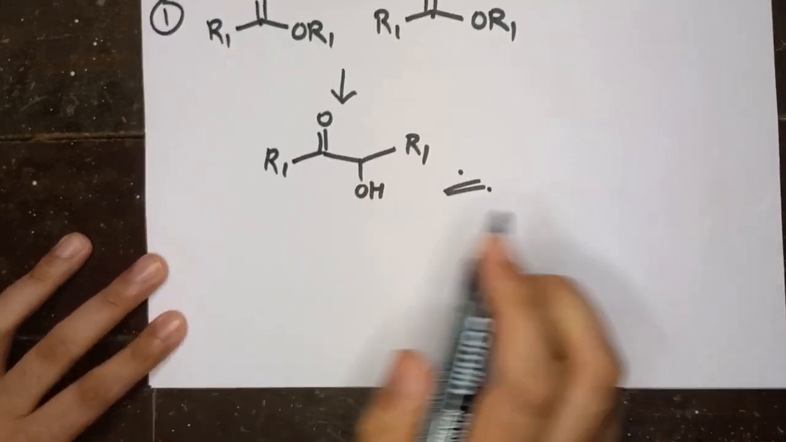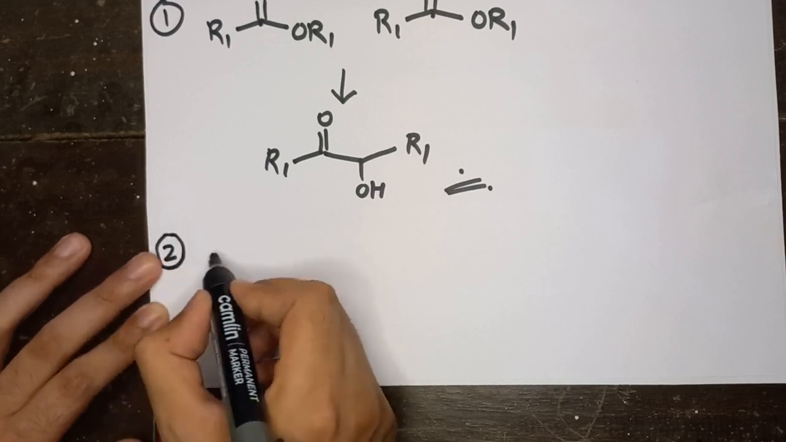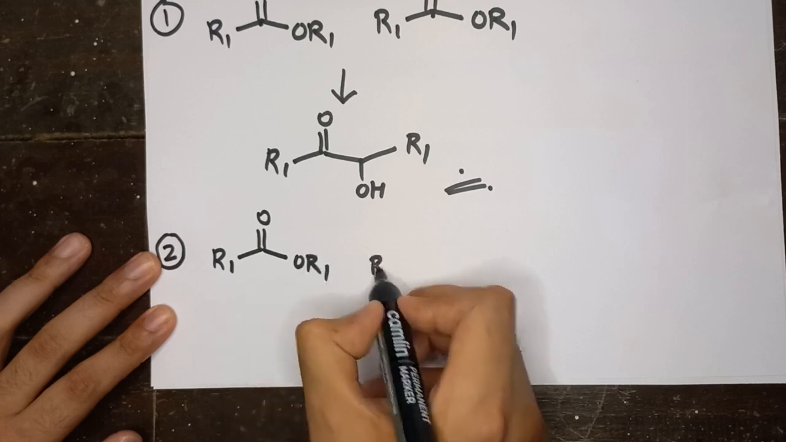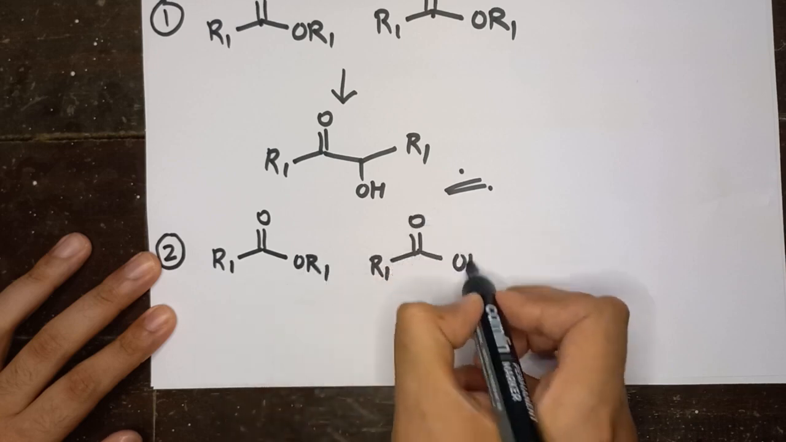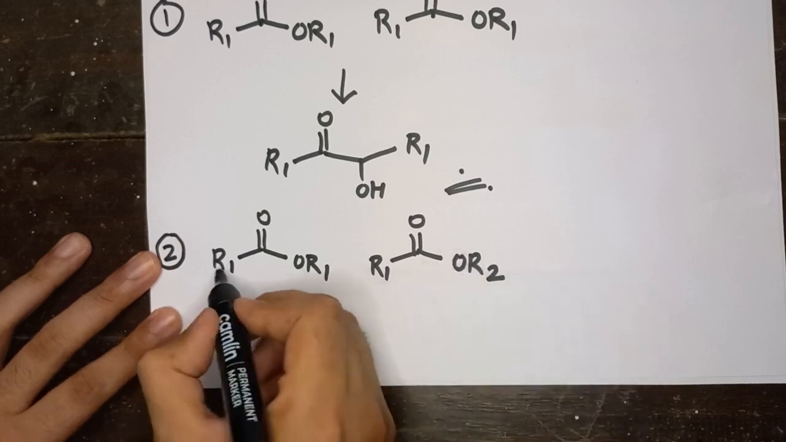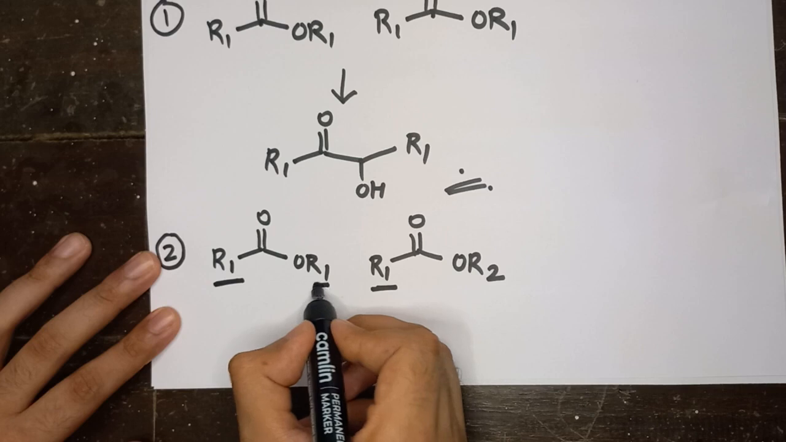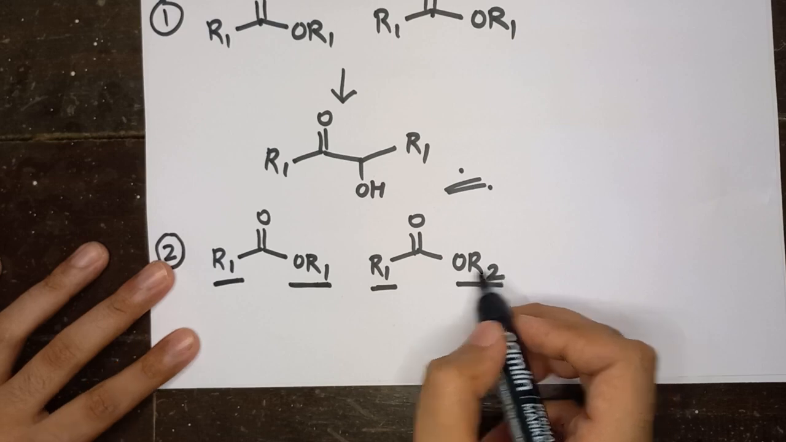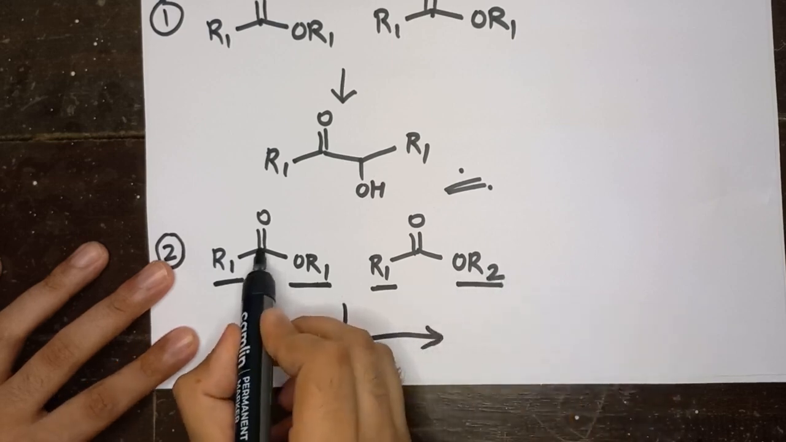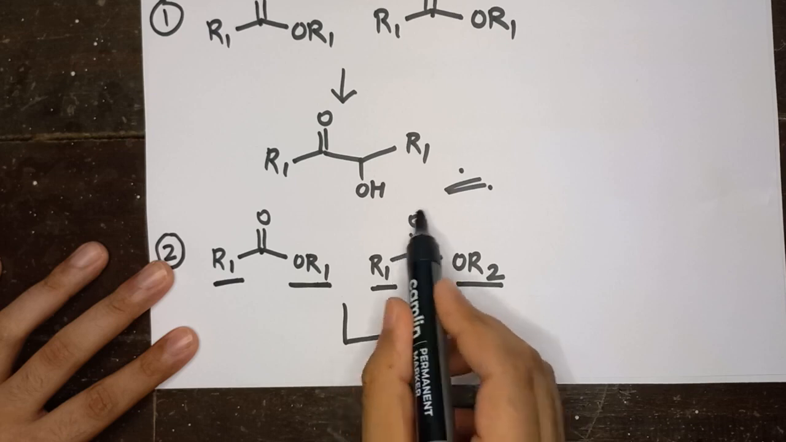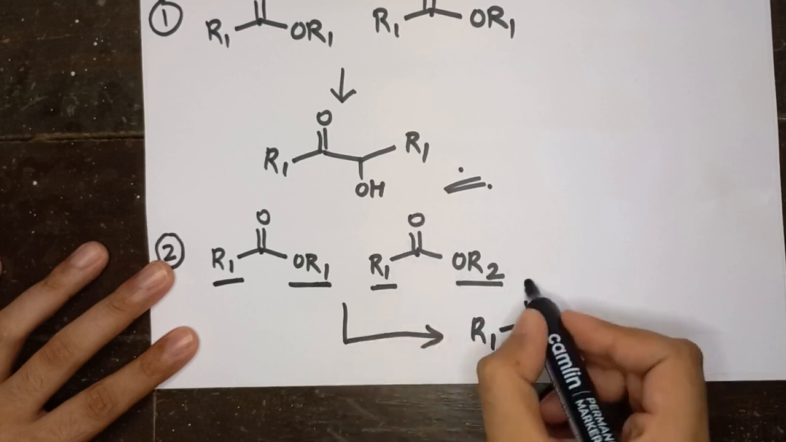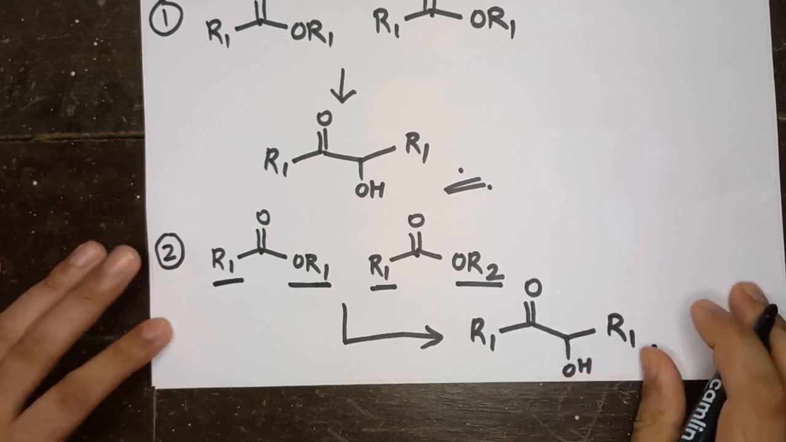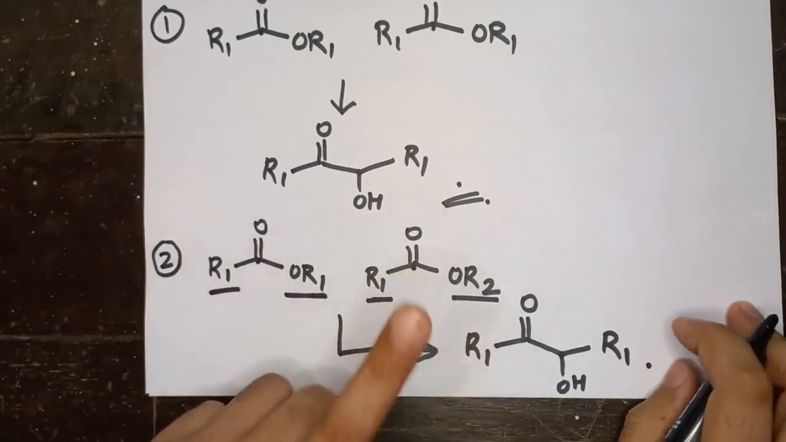Okay, now the second possibility can be that R1 is the same, but the alkoxy group is different. So in this case, the principle of predicting the product will be the same. Connect this carbonyl with this carbonyl and convert this carbonyl into OH. And you can immediately write your product. So in these two cases, we get the same, only one product.